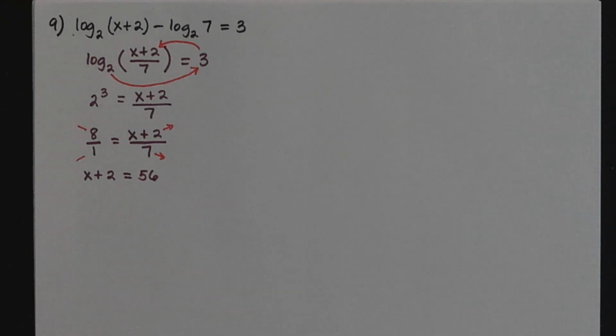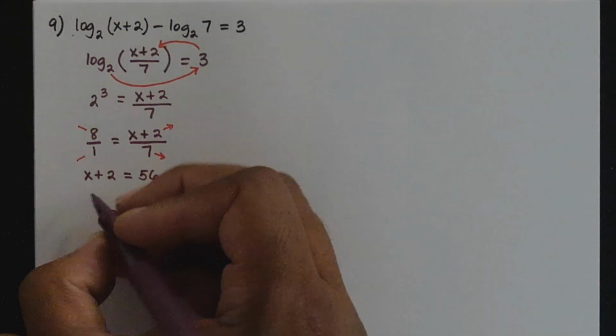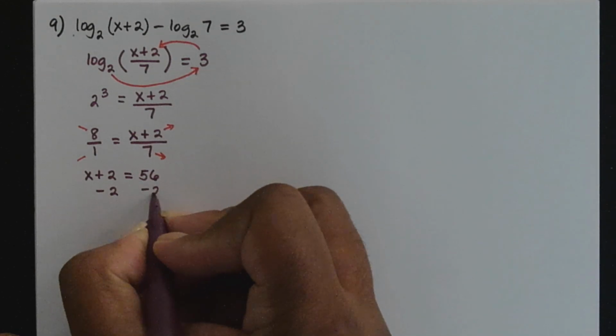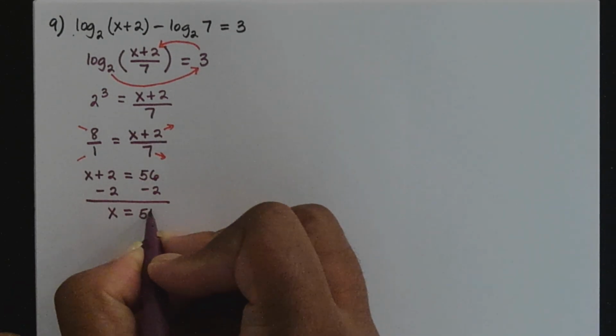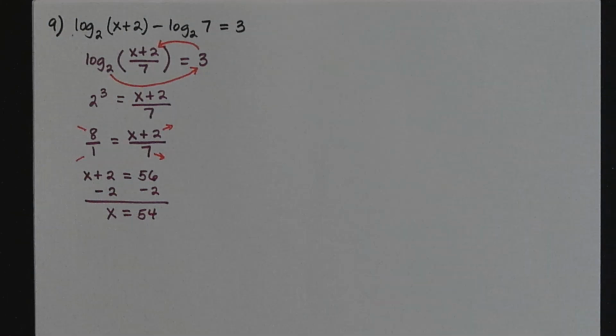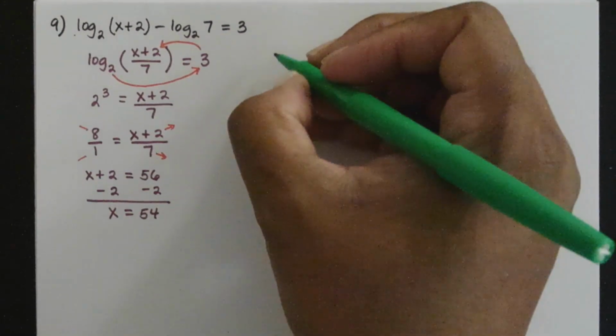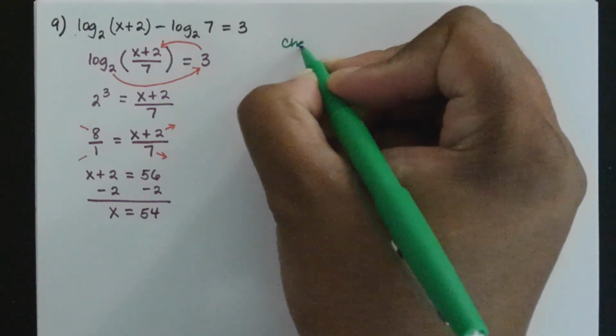And what do I need to do to get x by itself? Subtract 2. So that means x is equal to 54. Now that's my proposed solution here. Okay, now this is where you have to provide the check on this proposed solution.